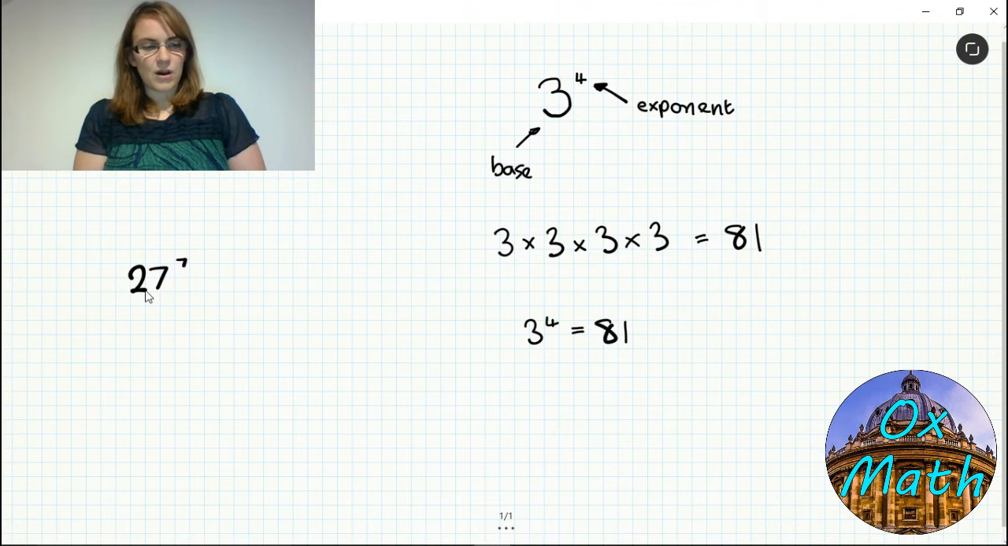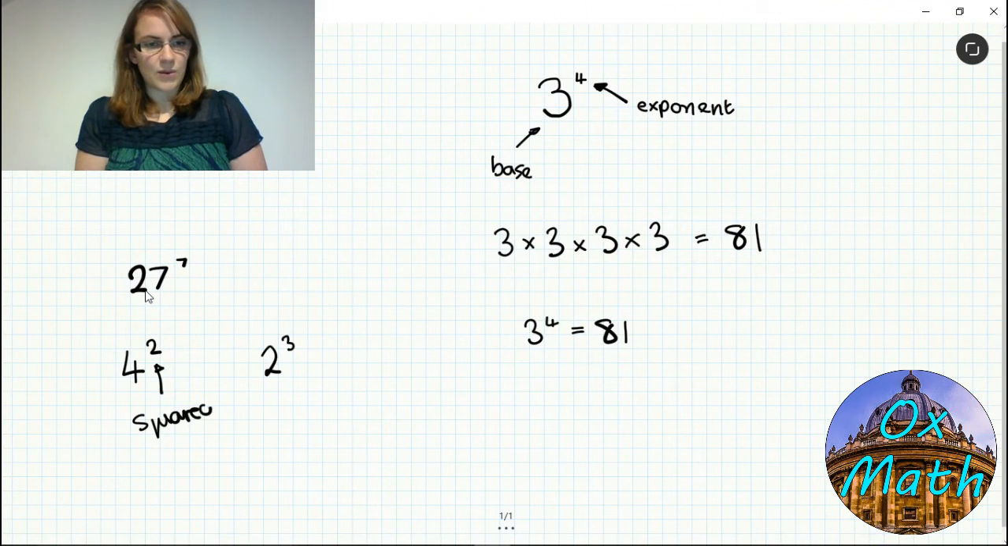So there are 2 powers that have special names, which you may have heard. For example, 4 to the power of 2, we also say 4 squared. So a power of 2 is also called squared. And for example, 2 to the power of 3, we would also say 2 cubed. So a power of 2 is often called squared. Calling it a power of 2 isn't wrong, it's just we often call it squared. And a power of 3 is cubed.